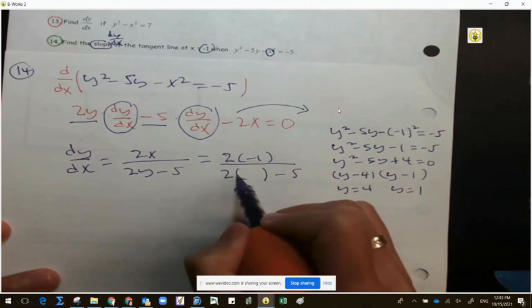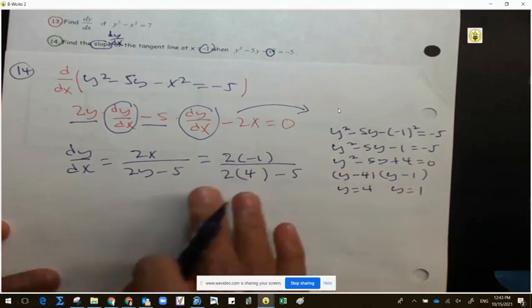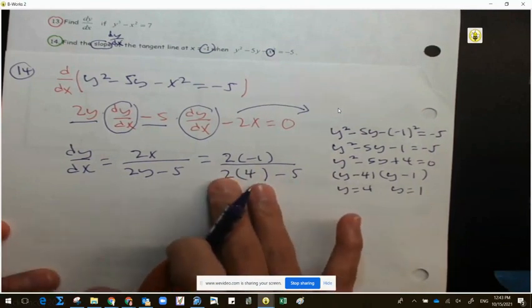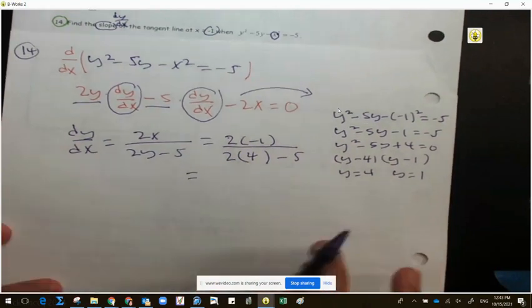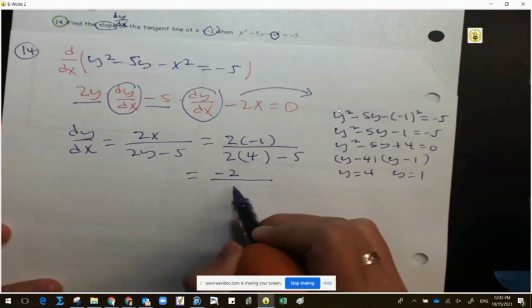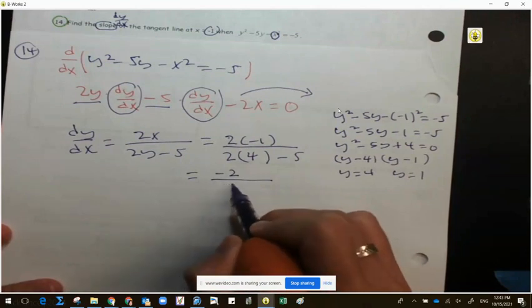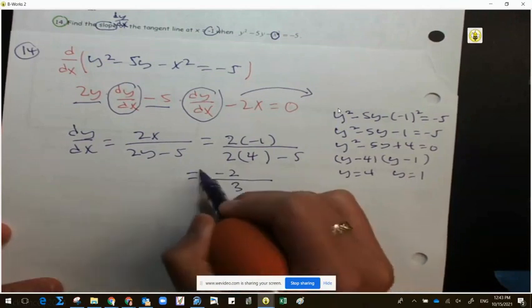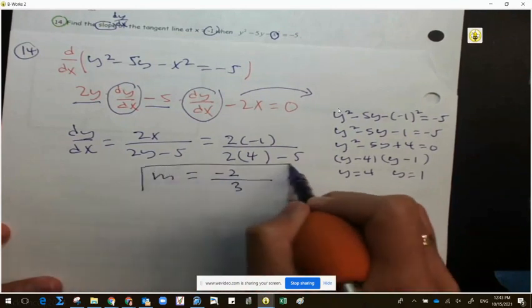So not only should I plug in the 4 for the slope, when I'm done, we're going to do the same thing with the 1. So let's go ahead and simplify this. We're going to get -2 over, isn't that 8 minus 5 basically? So we have 3. So here's our first slope. So I'm going to write m is equal to.